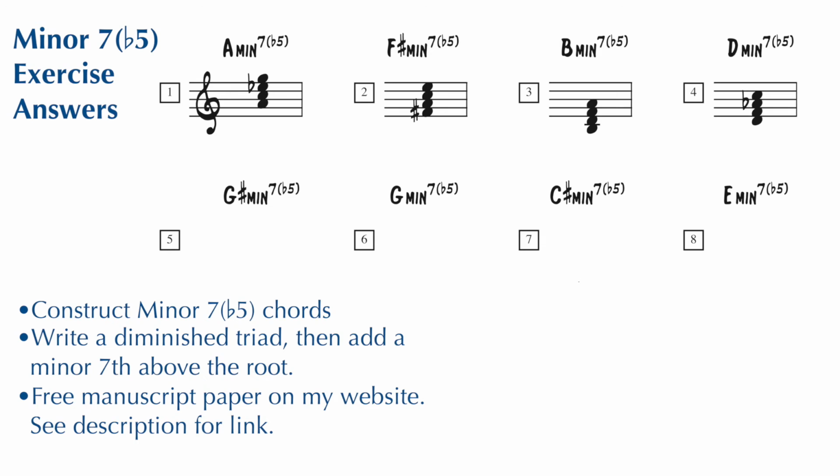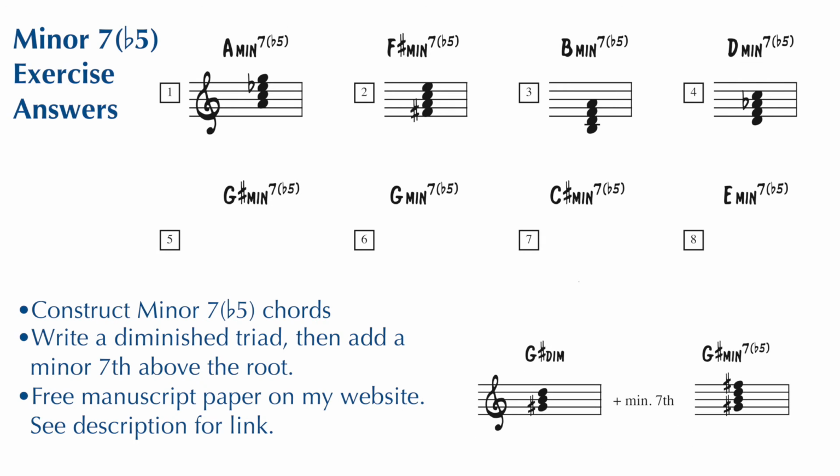Number 5, G sharp minor 7 flat 5. First construct a G sharp diminished triad. That's going to be G sharp, B, and D. Then we add a minor 7th above the root of the chord. The root of the chord is G sharp. Minor 7th above that is F sharp. Stack them all up. We have G sharp, B, D, F sharp. G sharp minor 7 flat 5.